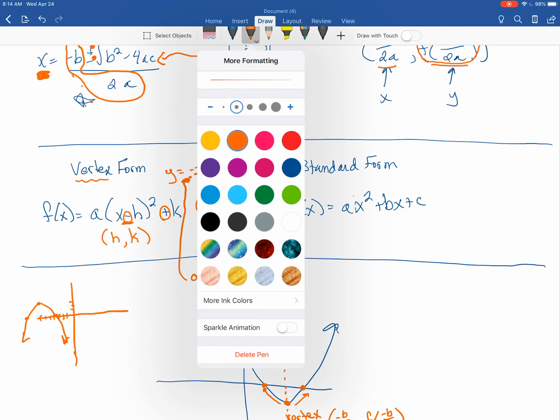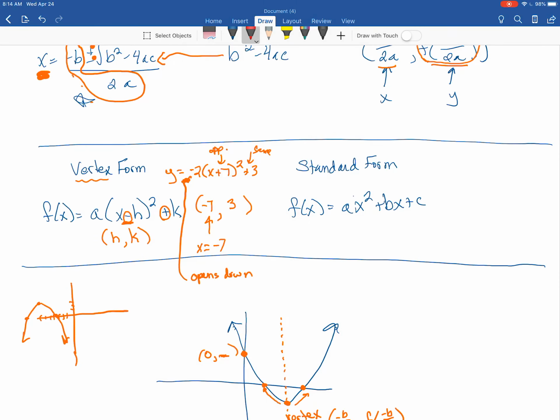Okay, now I'm going to pick a different color. If I go over here to my standard form, I can't just read off the vertex. It's not in a format that allows me to do that. So in this form is when I would need to use that -b/2a formula. I would sub the values in, find the x value, resub it back in to find the y value, and build it from there.